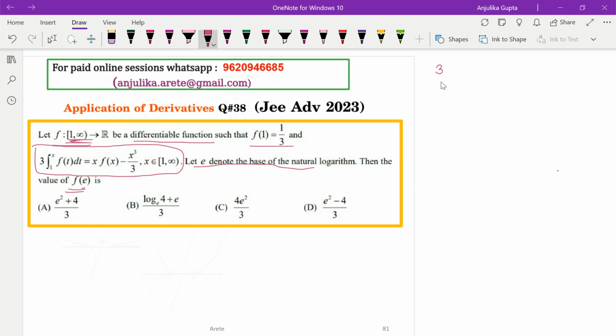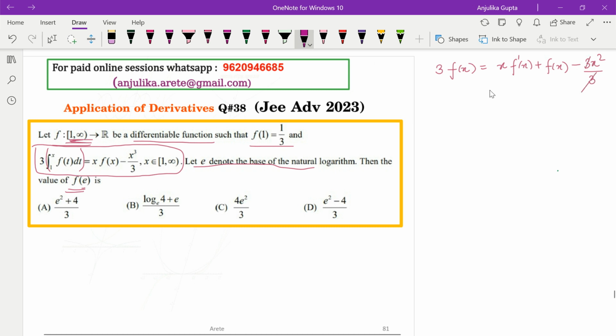You have 3, and the derivative of this whole thing would be just f of x. That is the Leibniz rule, which says that it is just f of x. And here you can use the product rule. First function into derivative of second plus second function into derivative of first, and the derivative of x cube is 3x square upon 3. So this is what you get.